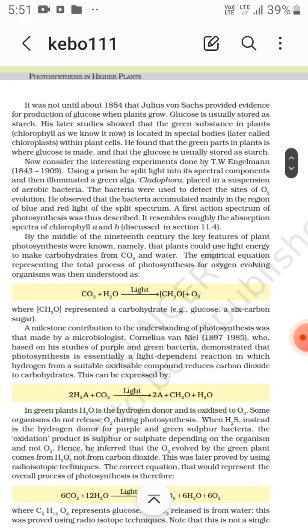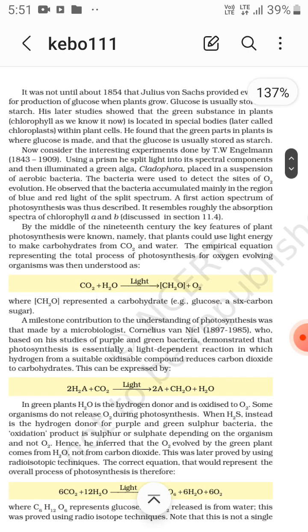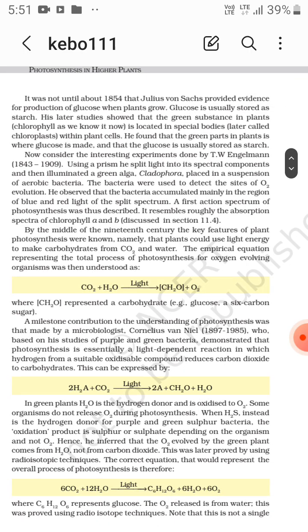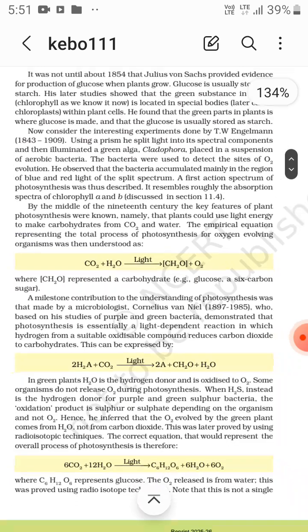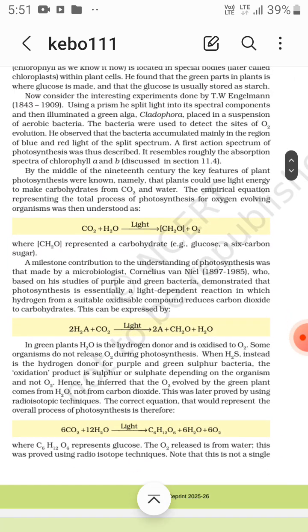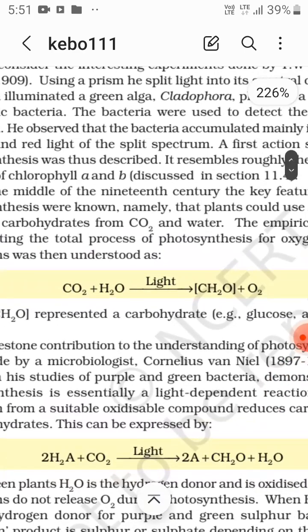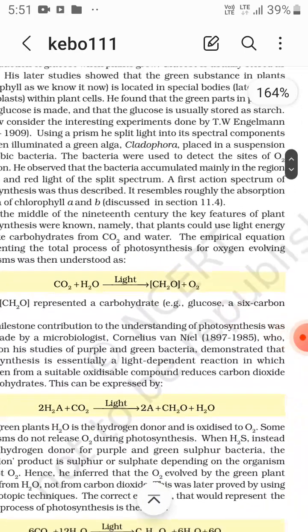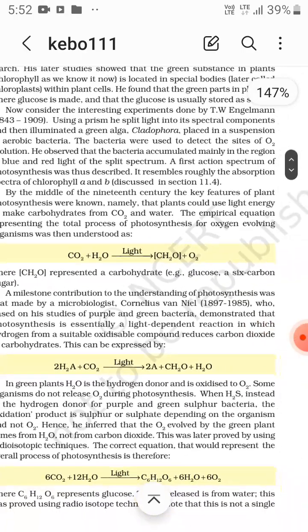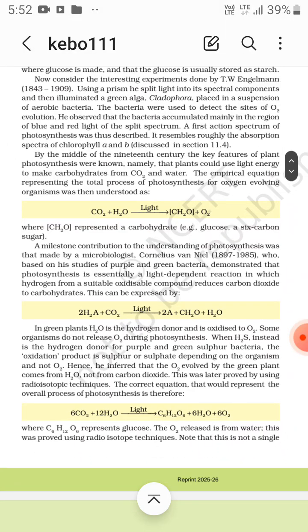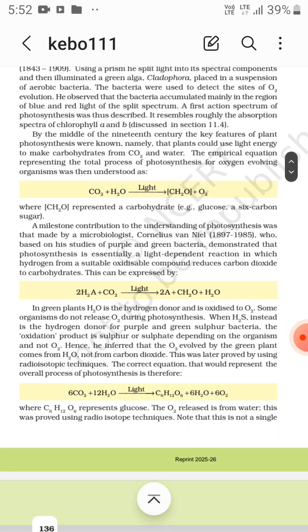It resembles roughly the absorption spectra of chlorophyll a and b, right? Plants could use light energy to make carbohydrates from CO2 and water. CO2 plus water in the presence of light forms the carbohydrate, that is CH2O, plus O2, where CH2O represents a carbohydrate, that is glucose, a 6-carbon sugar.